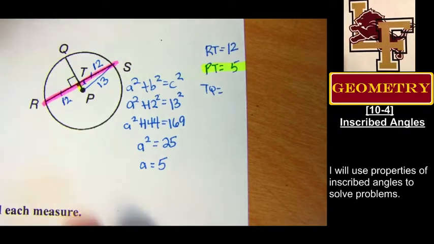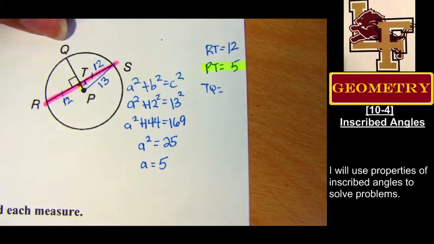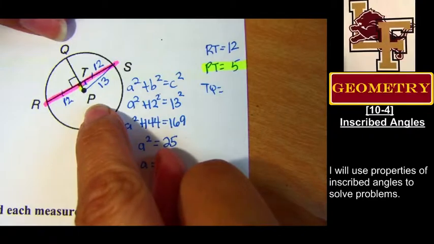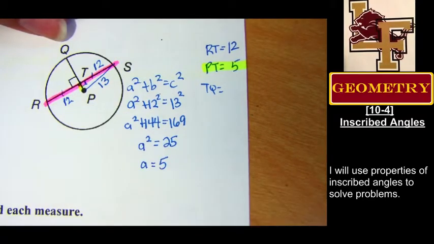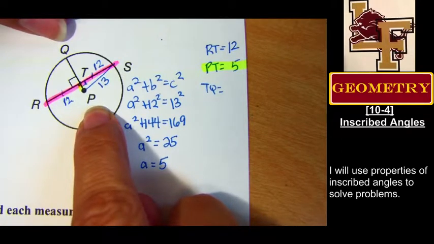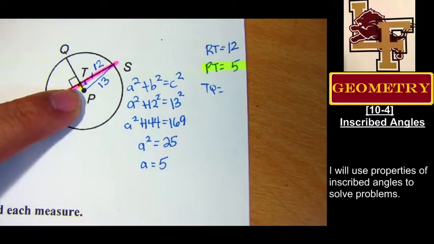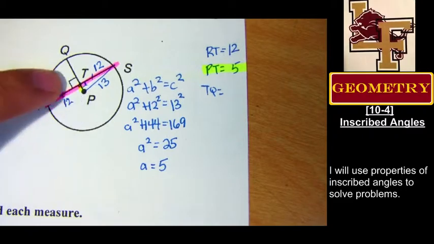Now, what kind of line is PQ? You have three choices: radius, diameter, or chord. P to Q, radius. It goes from center to somewhere on the circle. It is a radius. All of the radii in this circle measure 13. I know that tiny little piece measures 5. So how much does this piece measure?